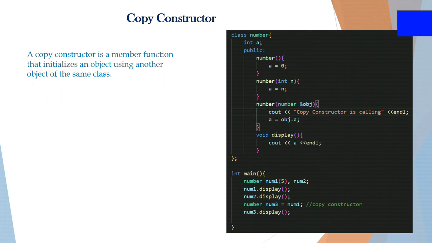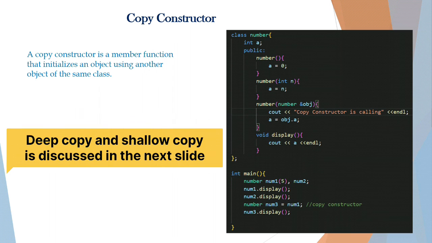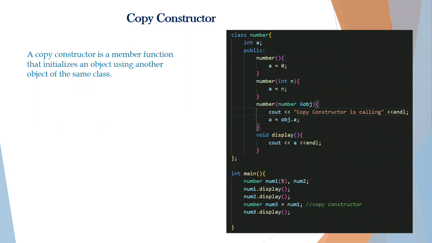A copy constructor is a member function that initializes an object using another object of the same class. You can see it here when we assign num1 to num3. This copy constructor is called, and when we use a copy constructor, this is called deep copy. If we don't use a copy constructor, the code will not give any error, because when we simply use the assignment operator with the equal sign, num1 will still be copied to num3, but in that case this is called shallow copy. It means the pointer will be copied, not the actual memory it's pointing to.